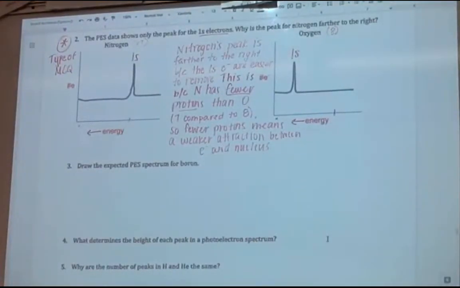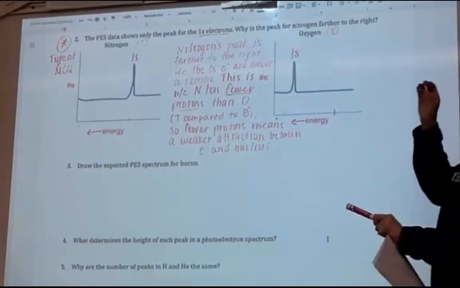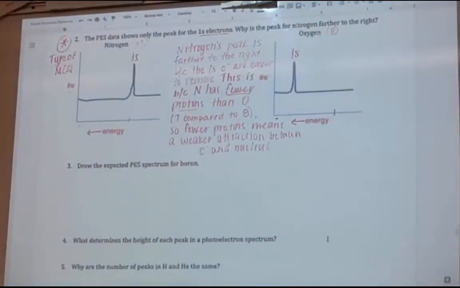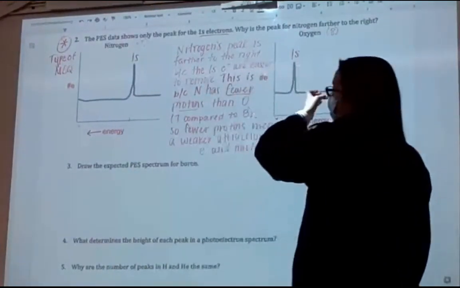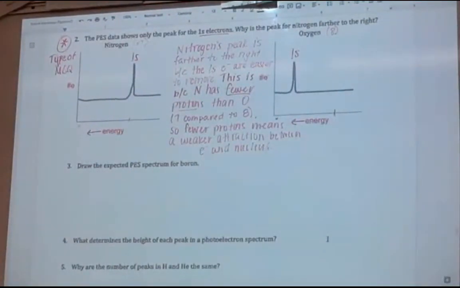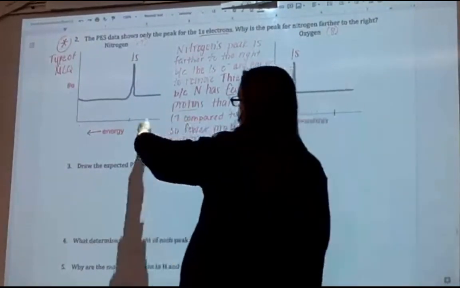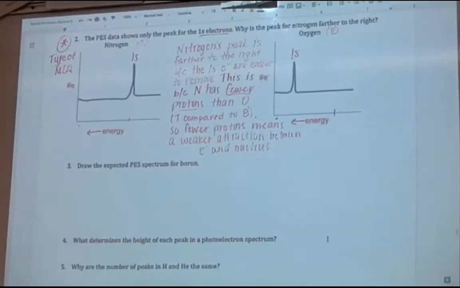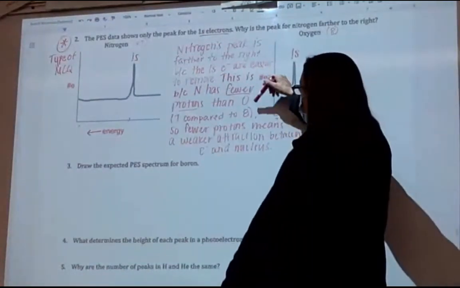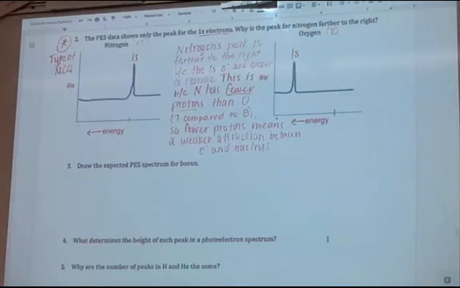A lot of times they like asking questions like this where you're not actually comparing the valence electrons, you're comparing the core electrons. You're comparing the electrons that are closest to the nucleus. So when you're comparing these electrons in the 1s, we're looking at how hard it is to remove them. Nitrogen's 1s is farther to the right, which means it's lower in energy. It's easier to remove. That's because nitrogen has fewer protons. So we're going to compare number of protons to look at the attraction.